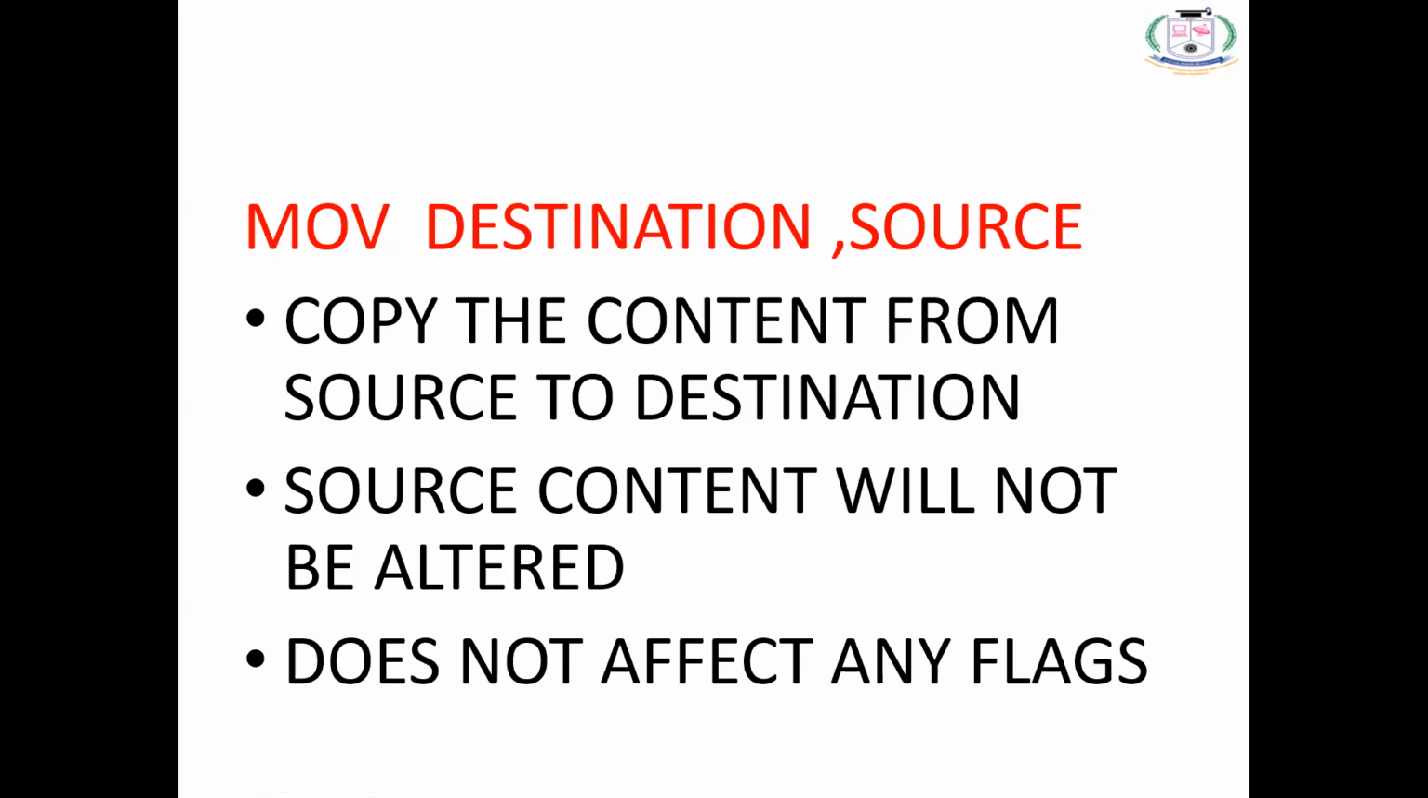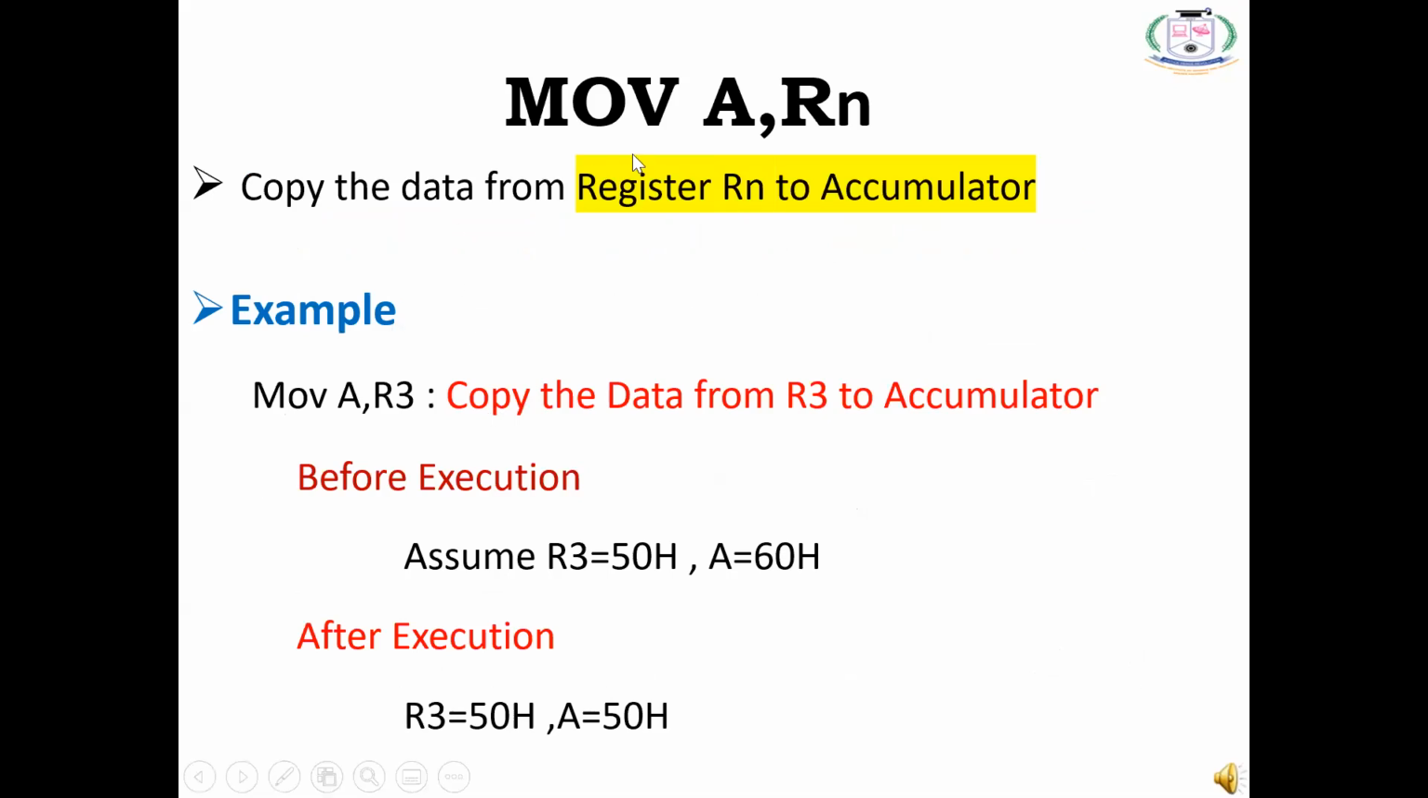Okay. Now MOV A comma Rn. I think this is visible to you people? Yes, is it visible? Okay. Now MOV A comma Rn.